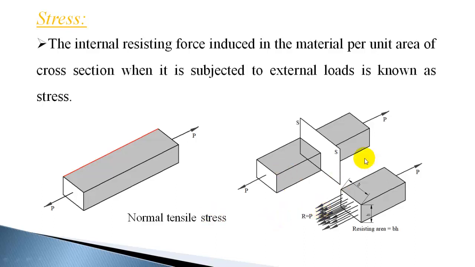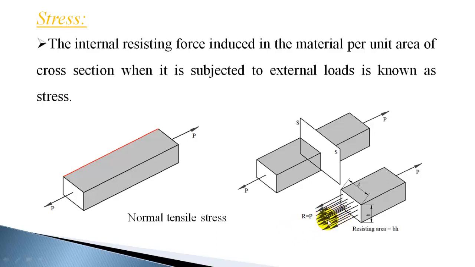In this figure, I have shown tensile forces, and the corresponding stress is tensile stress. You call it a normal stress when this force and resisting area are mutually perpendicular, or this resisting area is a vertical plane and the force is horizontal. So the force is perpendicular to the resisting area, then you can call it normal stress. So normal stress can be either tensile or compressive.